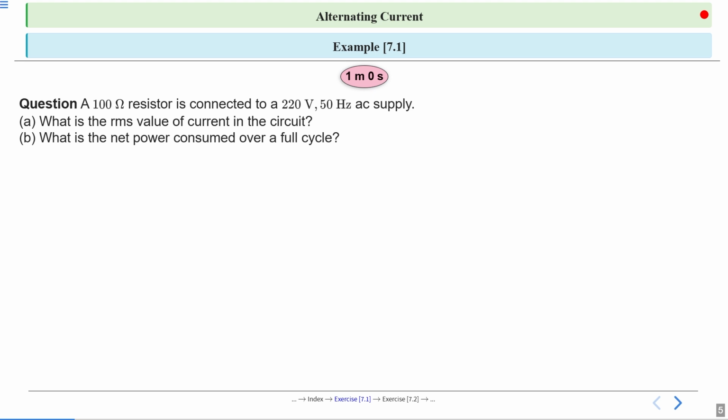The RMS value of voltage is given. You have to calculate the RMS value of current in the circuit, and also the net power consumed over a full cycle. I will give you some time to think about it.